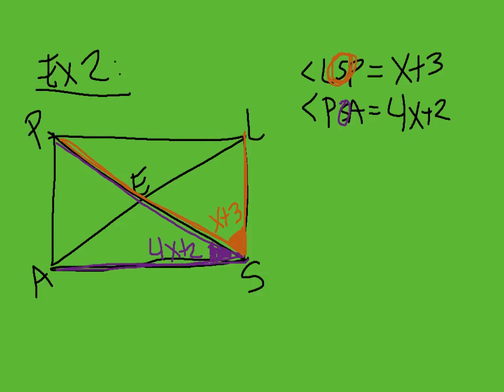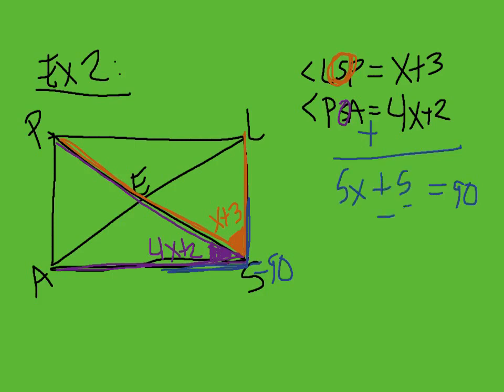Again, you've done this before, and what do you know about the corner of a triangle? The corner of a triangle equals 90. So I'm going to add these together, and I'm going to set them equal to 90. Part plus part equals 90. So x plus 4x is 5x, and 3 plus 2 is 5. I'll subtract my 5. I get 85 equals 5x. Divide by 5, and I get x equals 17.